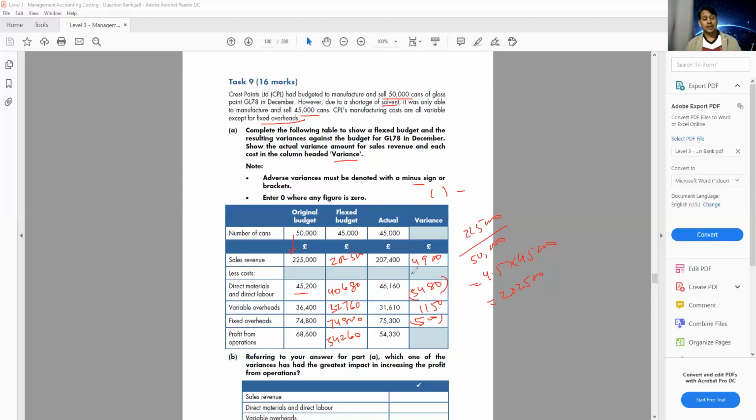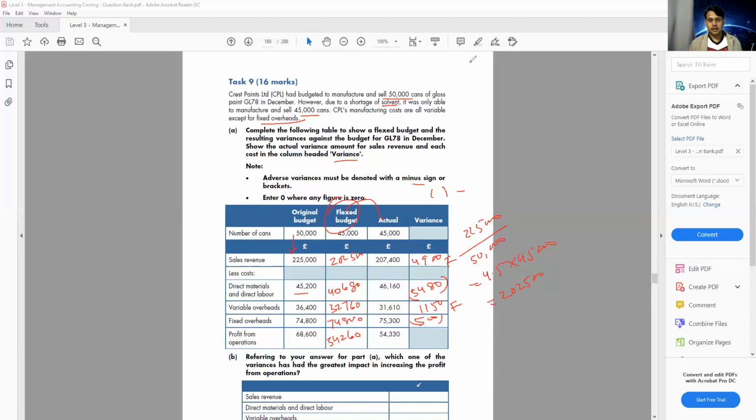So this is the way we can calculate the flex budget. It's very, very common in the exam. You have to follow the original budget to calculate the flex budget, and after that, you find the difference between the actual and the flex. If the actual cost is more than the flex, it will be minus, it's adverse. If the sales are better than expected, it's favorable. So here the sales revenue is favorable, which is good for me, and the variable overhead is favorable. My direct material has a minus, and fixed overhead also.